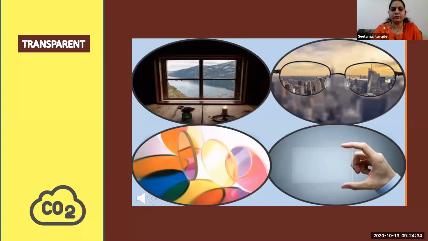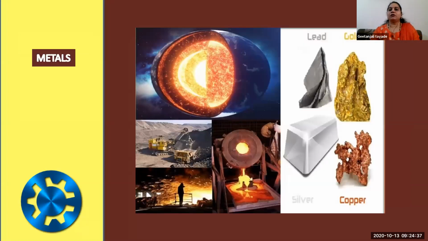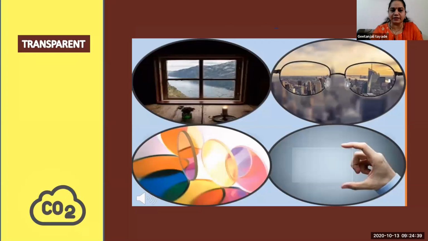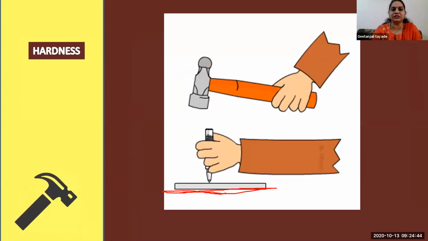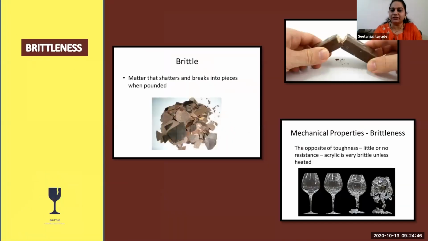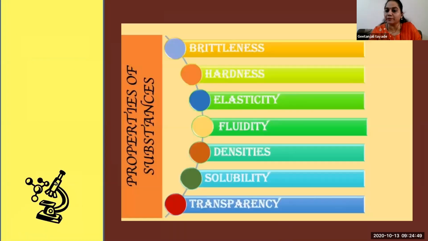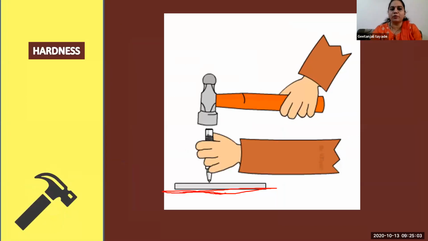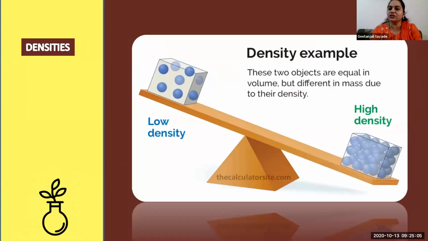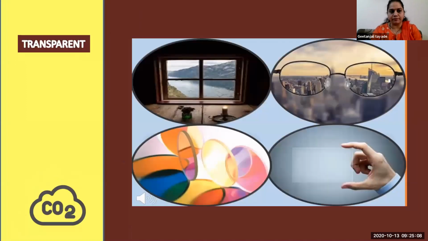Okay, the next property. These are the properties of substances, for example transparency, solubility, density, fluidity, elasticity, hardness, brittleness. In this lesson, we are dealing with properties of a substance. Now our next topic is properties of metals. So let's see which are the properties of metals. In this case, you have to remember the examples.